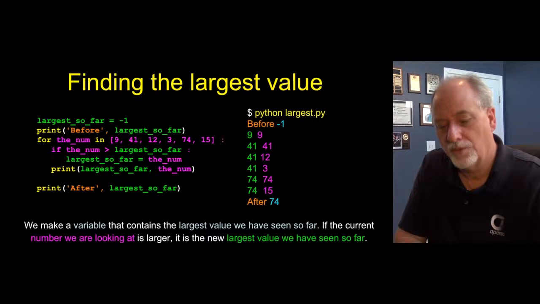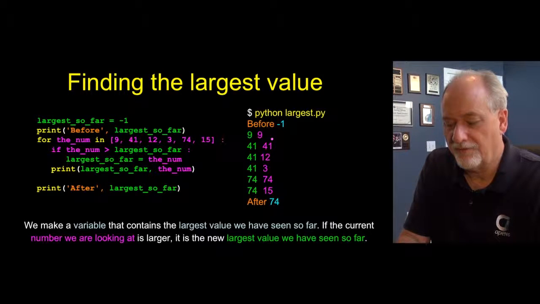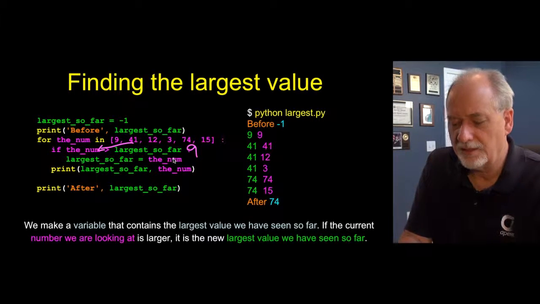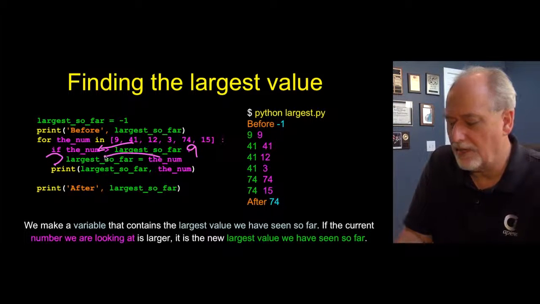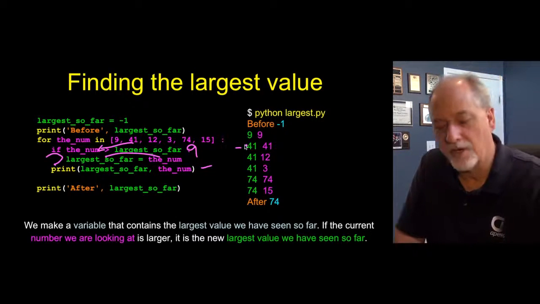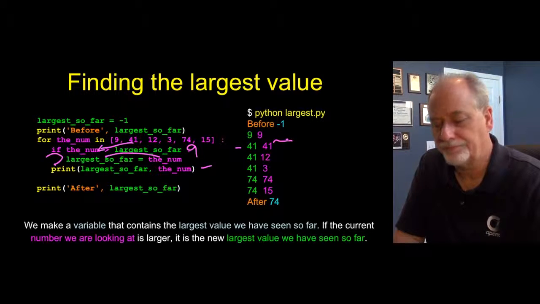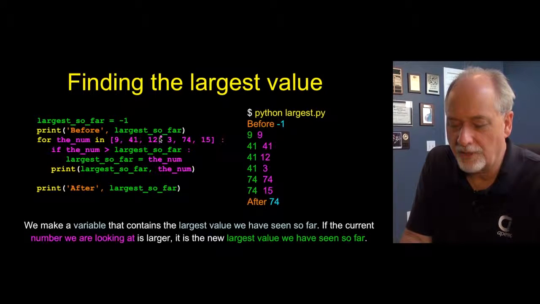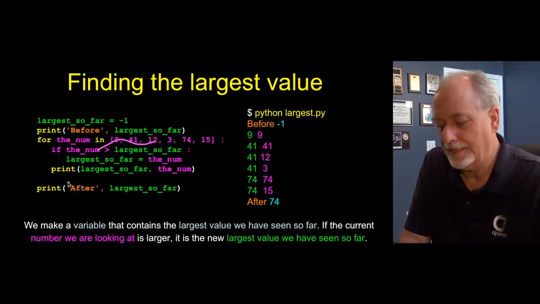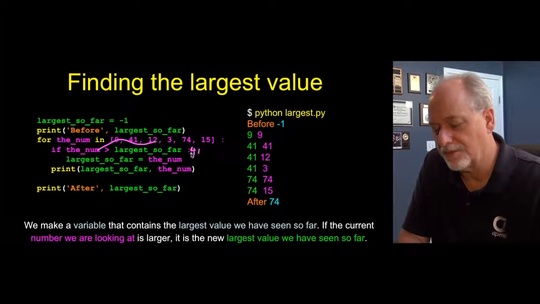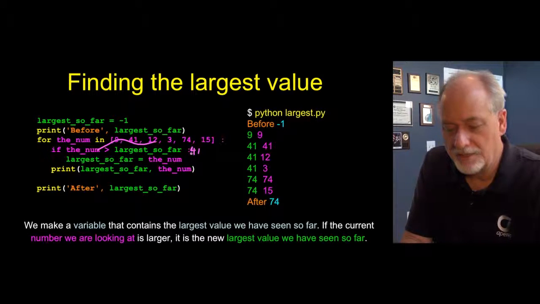Then we do it again. So now 41 comes in, and is 41 greater than 9? The answer is yes it is. So we're going to run this code, copy 41 into largest so far, and then print it out, and largest so far is 41 after we saw the number 41. Now we're going to run the loop again with 12, and you get the idea, I hope. Is 12 greater than 41, which is the largest we've seen so far? And the answer is no, it is not, so we skip.